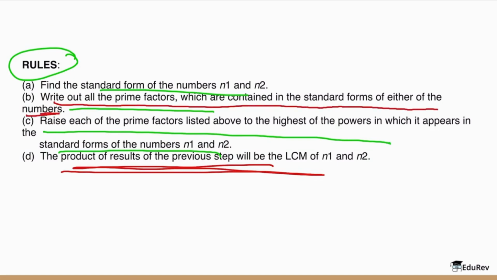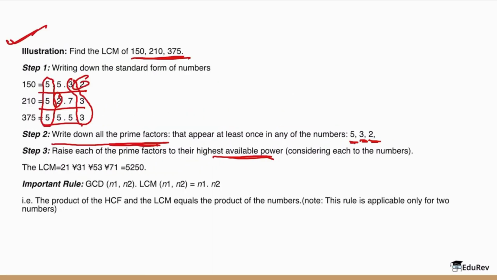So what I need to do is take from either of those numbers. I need to write down all the prime factors that appear at least once in any of the numbers. Correct? Yes. So this implication is nothing but multiplication. It's some error or something. So it means multiply. I'll write it again.